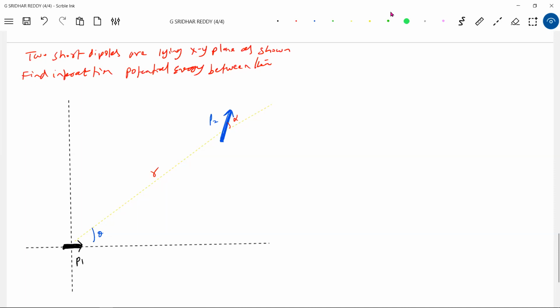Now I'll assume that the second dipole is present. Rather than me concluding directly, I want you to please try once. I want students to work out once. So I'll directly take help of this situation.